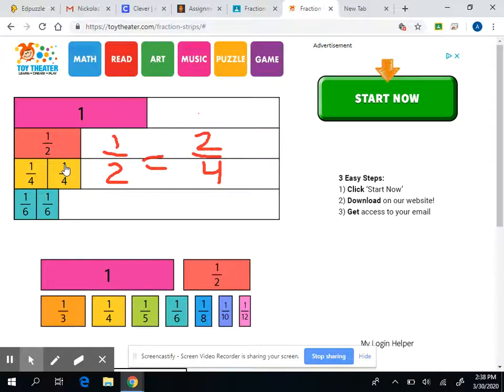Now let's see if we can find how many sixths are equal to 1/2. Why don't you guess? All right, let's see if you're right. 3 sixths are equivalent to 1/2 and 2 fourths. How many sixths? 3 sixths.